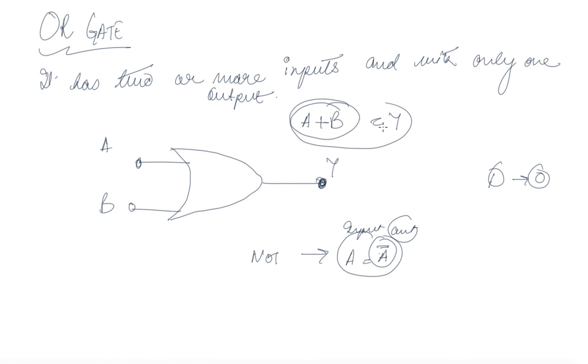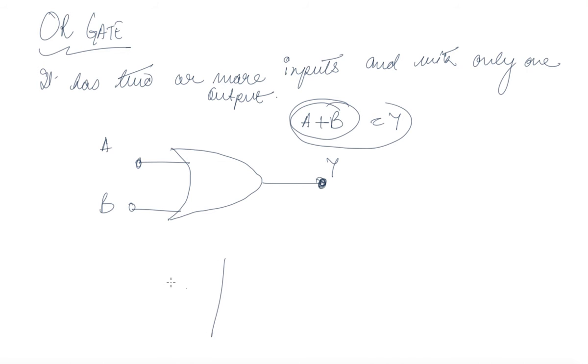But over here, if you look at the truth table of OR, this is A, this is B, and this is Y. Suppose A is 0 and B is 1. Now 0 plus 1 is 1. 1 plus 1 is also 1. 1 plus 0 is 1. 0 plus 0 is 0.